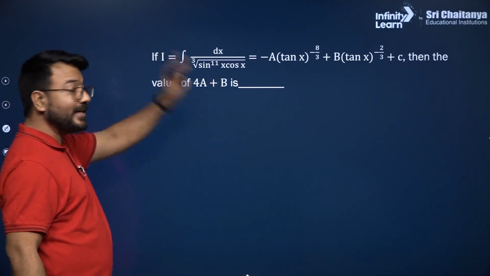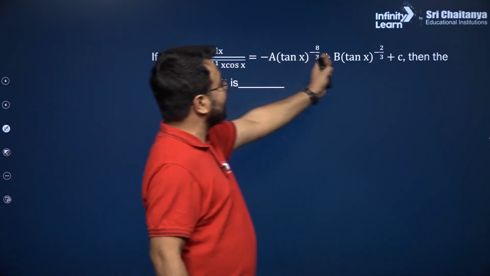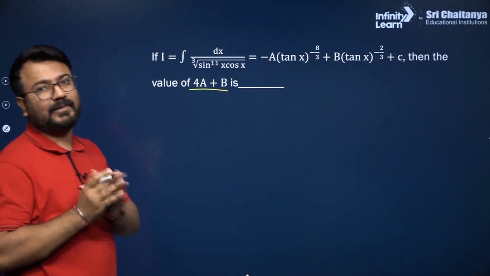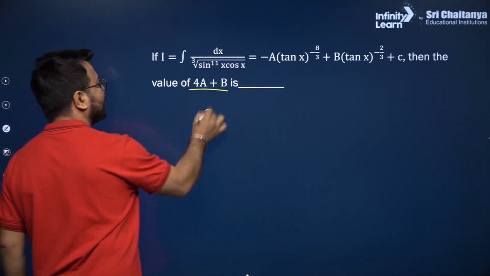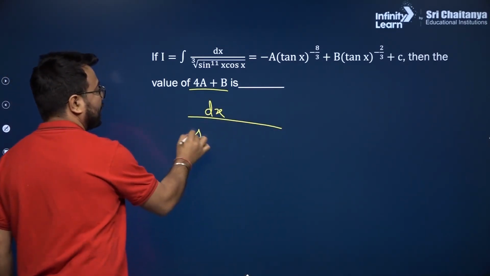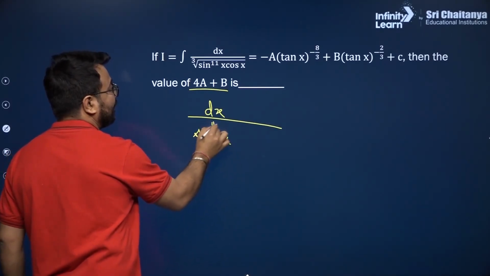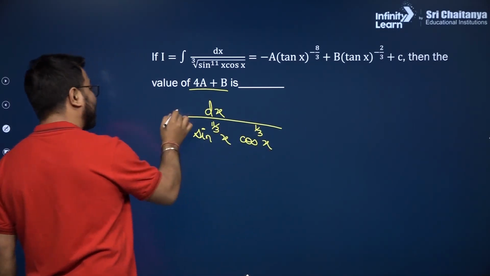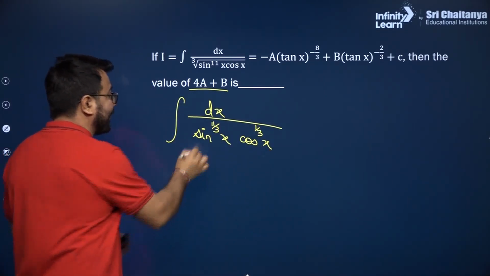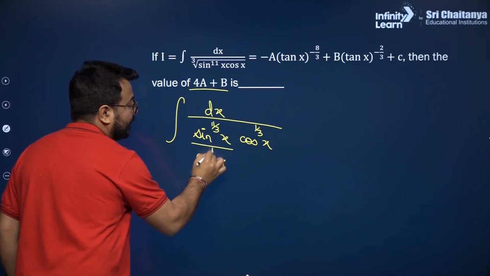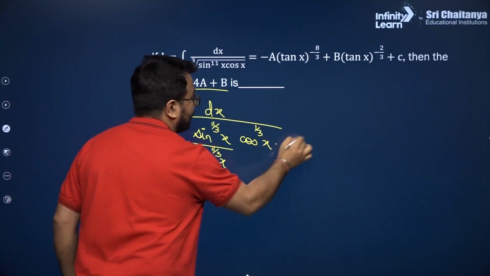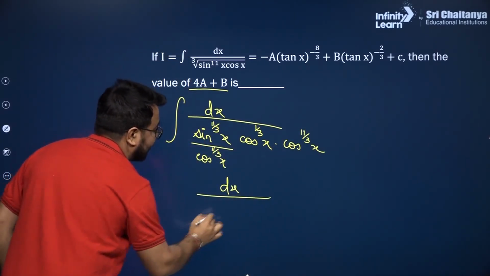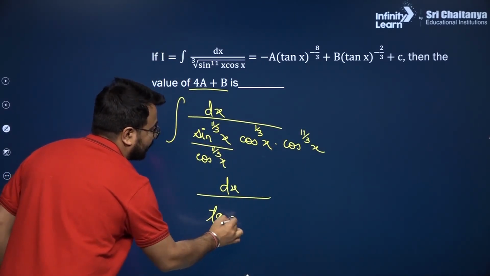There is an integration, an indefinite integration, and here we need to get the values of capital A, capital B, capital C. And once I get the values of capital A and capital B, I will be able to get 4a plus b. So the glimpse of this question I can give you very easily: dx upon sin x raised to the power 11 upon 3, then cos x raised to the power 1 by 3. What I want to do here, I will be dividing it by cos x raised to the power 11 upon 3. If I am dividing, I need to multiply also. So this will be converted to tan x raised to the power 11 upon 3.